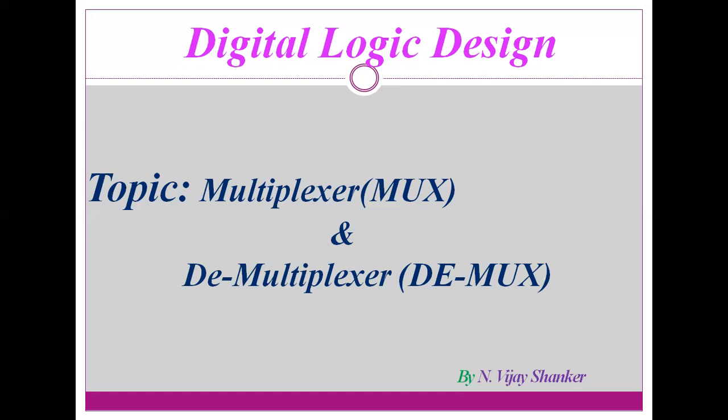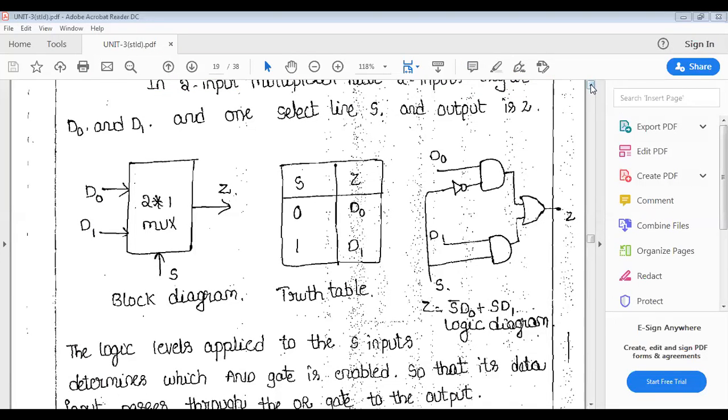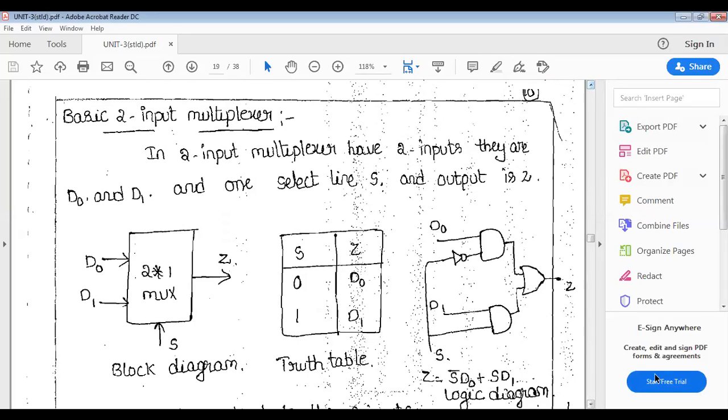Okay. The multiplexer. Yesterday we already started this one. It's a basic 2-input multiplexer.